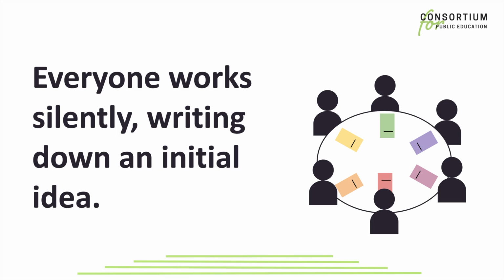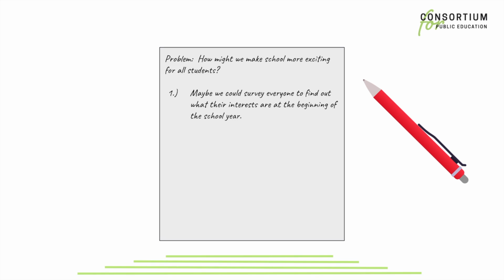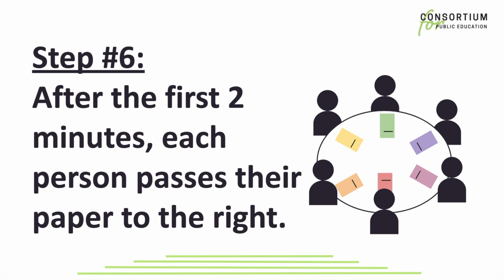Everyone works silently, writing down an initial idea. For example, if our problem was, how might we make school more exciting for all students? Someone might write down, maybe we could survey everyone to find out what their interests are at the beginning of the school year. Now, step 6.